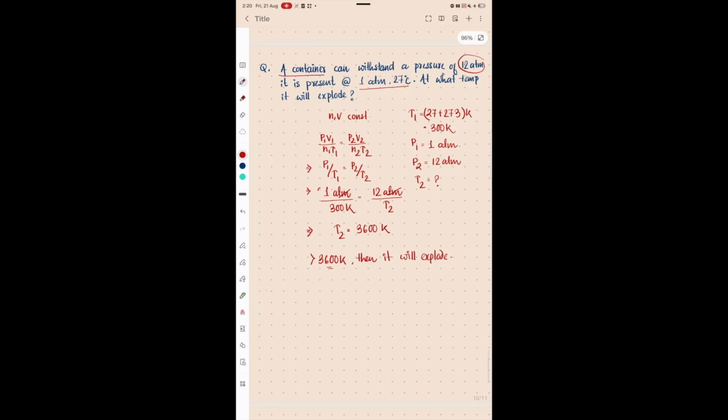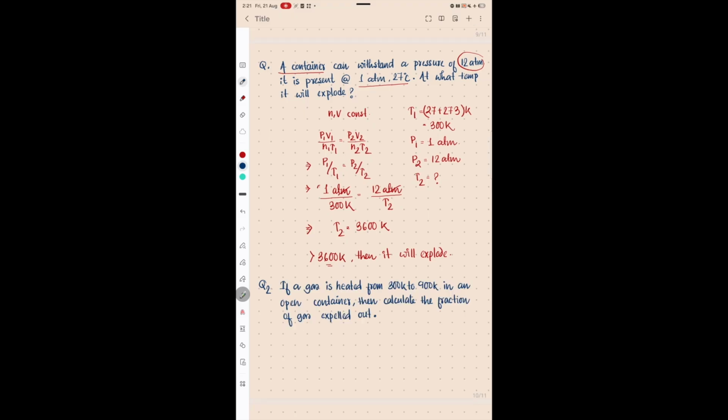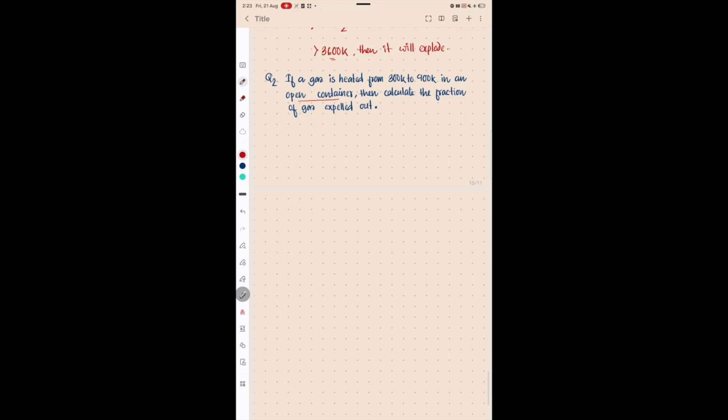Okay, now coming to question 2, right? The question says that a gas is heated from 300 Kelvin to 900 Kelvin in an open container, so keep that in mind, okay? Then calculate the fraction of the gas expelled out, okay? So give it a try, pause the video, and if you are having any problem, then you are most welcome to come and see the solution, okay? Okay, let's go to the solution now.